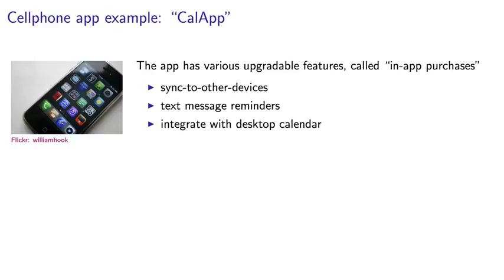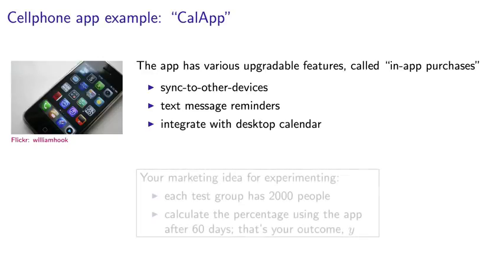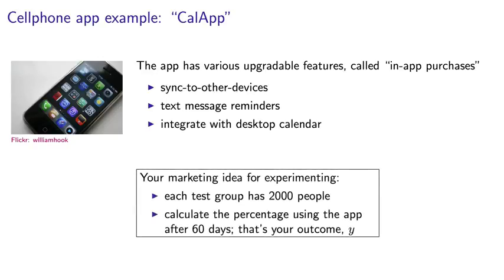For example, you could pay $1 and get the sync to other devices feature, or pay another $1 extra for SMS reminders. Or you might really need that extra feature for integration with your desktop calendaring application, and you guessed it, that's going to cost you another $1. So your company's created the app, but it's your job to sell and promote it. Each experiment you do might involve about 2,000 people, and you'll measure the percentage of those people that are still using the app after 60 days.